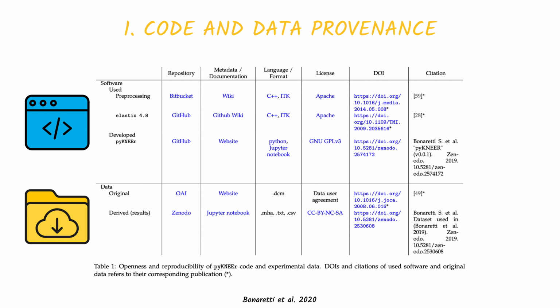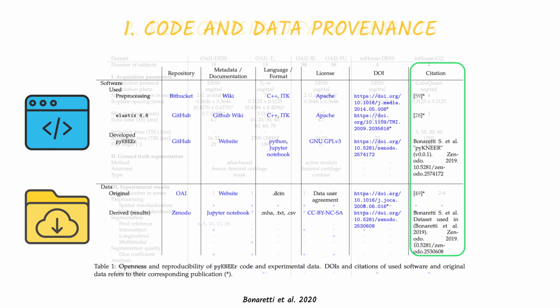To make our study more reproducible for each of these items, we can add links to their repositories, metadata or documentation, code language or data format, license, and digital object identifier. And we can also suggest how to cite the data and code we created to future users.